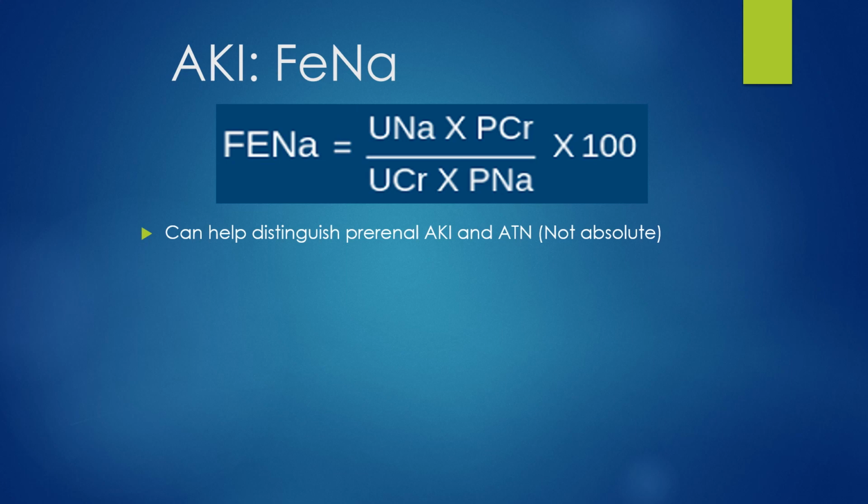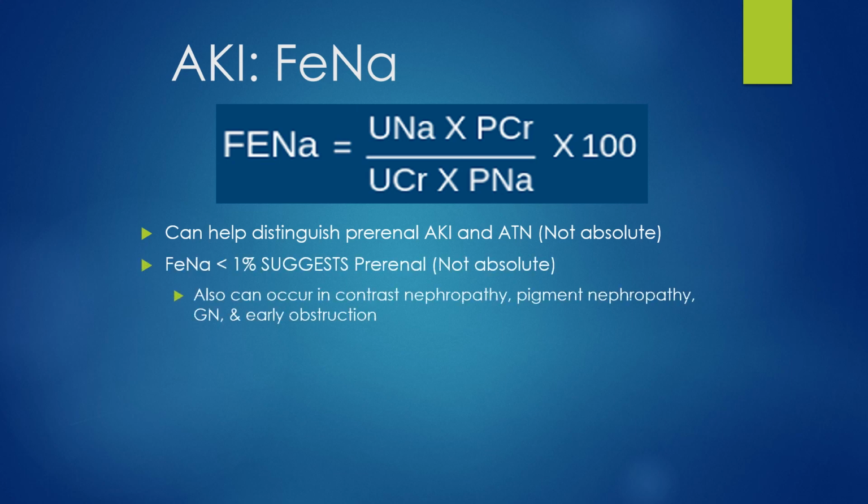This is just one of those tests that you can do to help try to differentiate what you think is going on. So as mentioned, a FeNA less than 1 suggests pre-renal, but it's not absolute. It can also occur in contrast nephropathy, pigment nephropathy, glomerulonephritis, and early obstruction. A FeNA greater than 1 typically suggests acute tubular necrosis. You must remember, though, this is inaccurate if the patient is on diuretics. With diuretics, you are preventing sodium reabsorption, therefore it is going to be excreted in the urine, so you're going to get a high fractionated excretion of sodium.